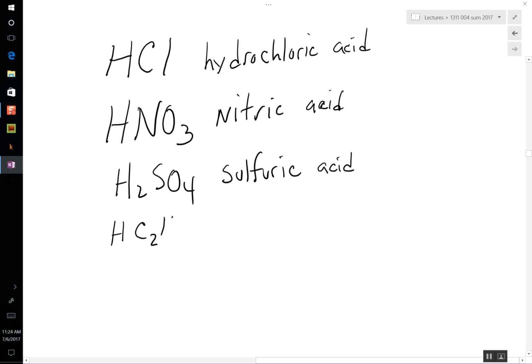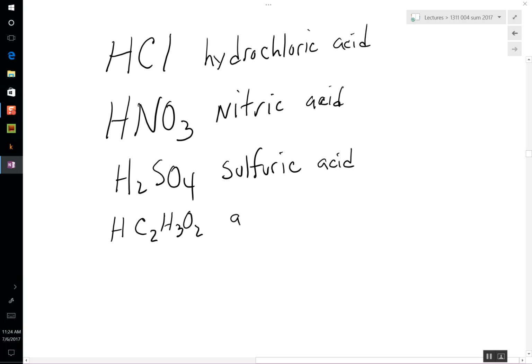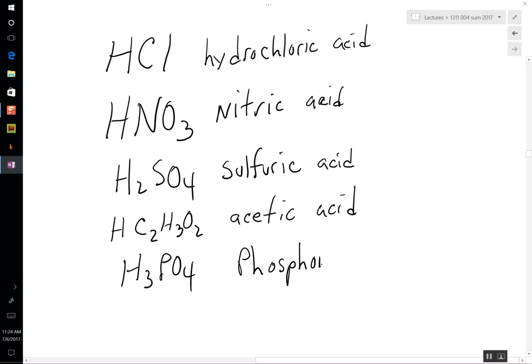There's acetic. So the acetate ion with the hydrogen gives you acetic acid. H3PO4. Want to guess the name of that? Phosphoric. So you take the phosphate, and you get phosphoric acid. Notice hydrogens in all of these.